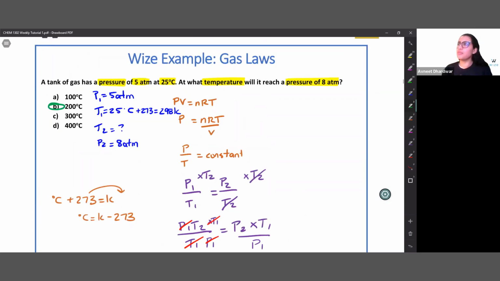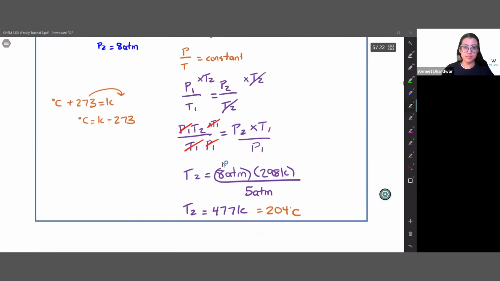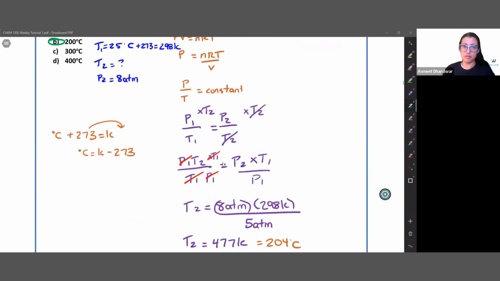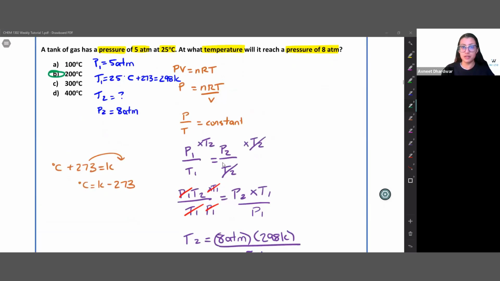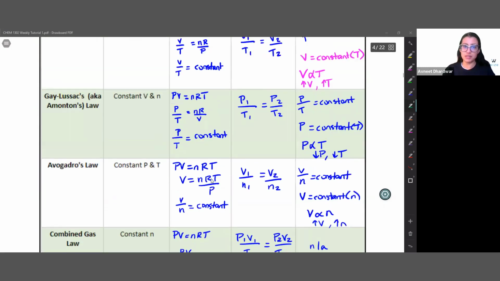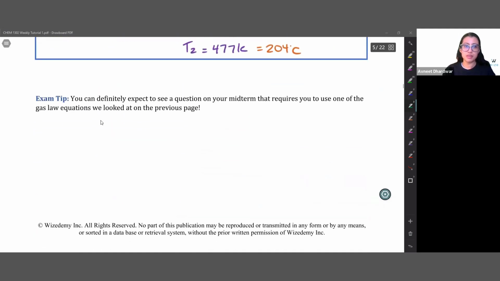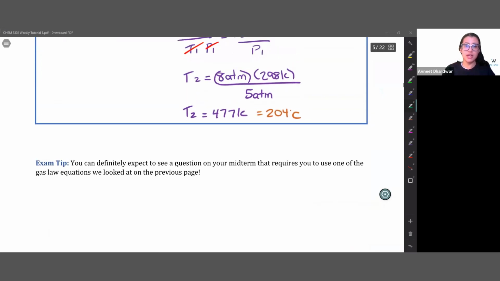Yeah, so someone's asking, should we always use the temperature in Kelvin for any gas calculation? Yes, definitely. You want to use Kelvin. Okay, and I know this question might seem a little bit simple, but on the first page of the past midterms every year I've seen, there's always one question on gas laws. So it could be any one of these gas law equations that we just went over. Okay, so I put an exam tip to remind you guys that you can definitely expect to see a question on your midterm that requires you to use one of the gas law equations.